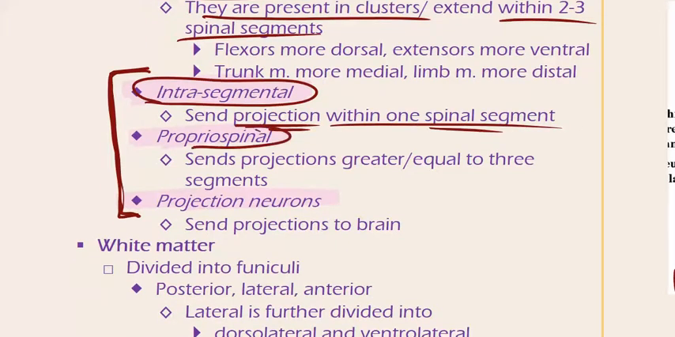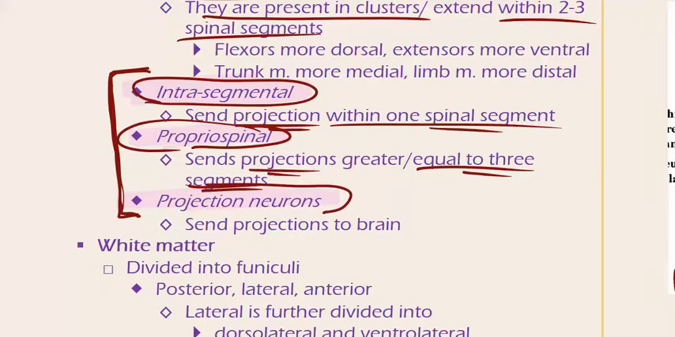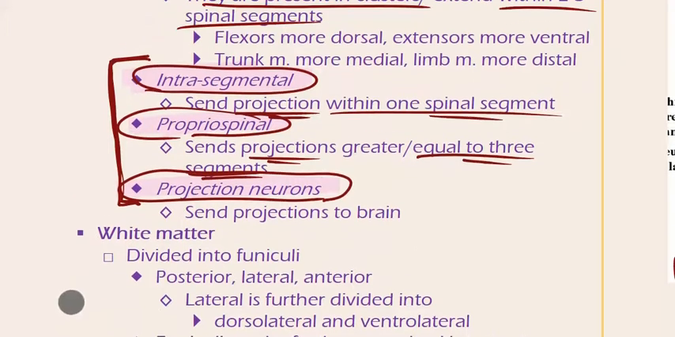The propriospinal ones are going to be sending projections to 3 or greater spinal segments, and there are further subdivisions of the propriospinals: short, medium, and long. And then you have the projection neurons. They're going to be sending their axons all the way up to the brain.